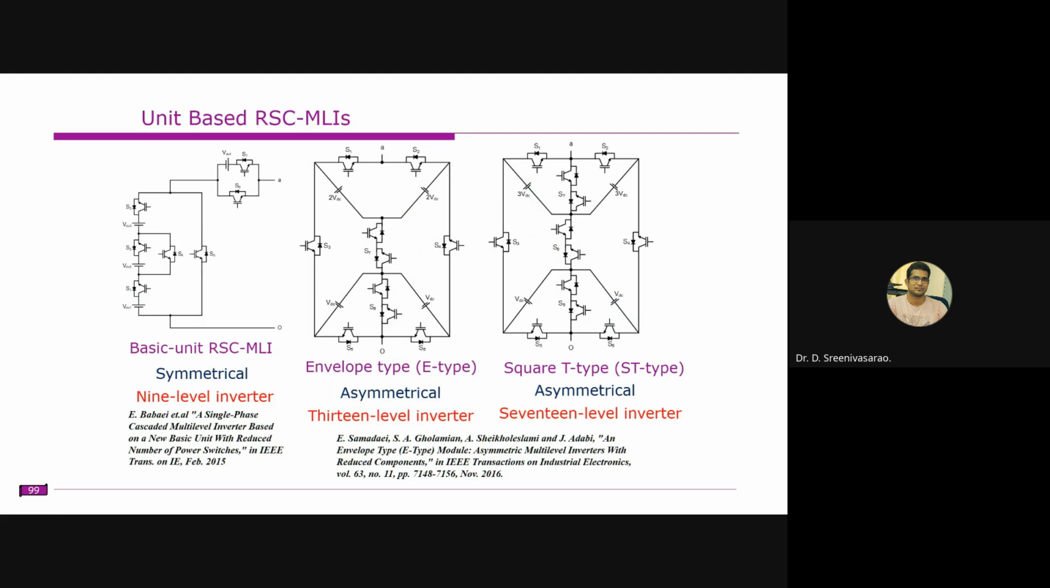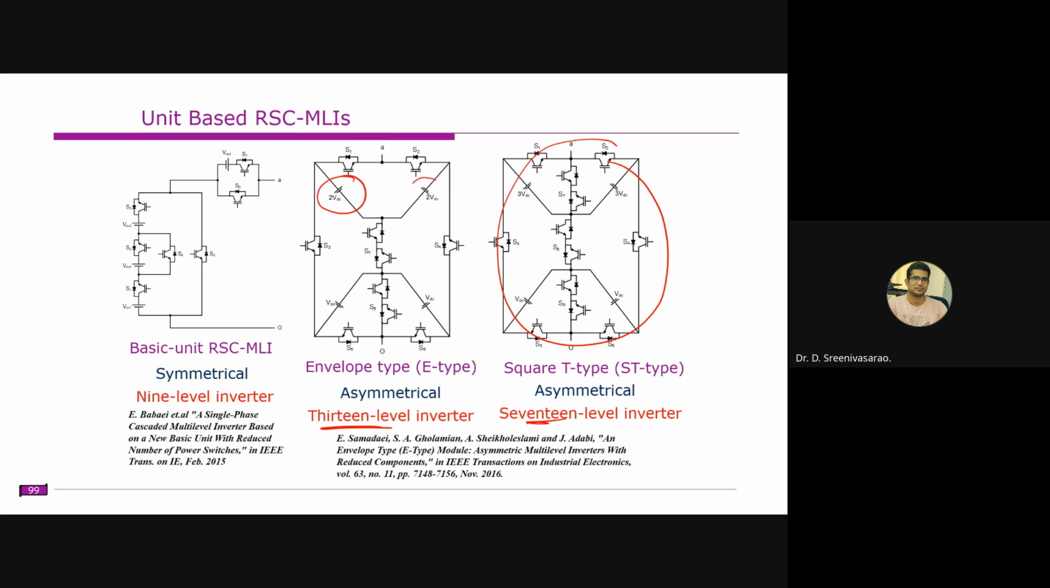We have other topologies too. These are in the literature, but this entire thing will produce a 13-level voltage, and this will produce a 70-level voltage, right? But these are not very widely used, because the main drawback is that these are not modular, right? These are not modular.